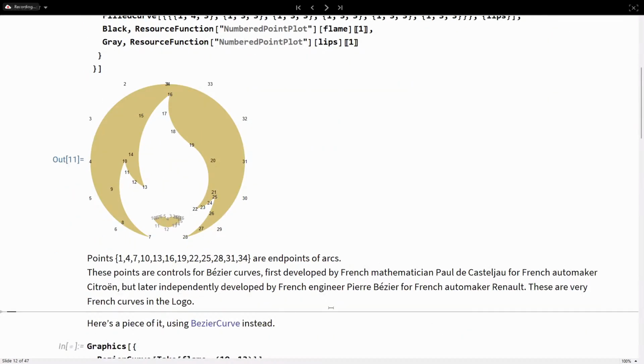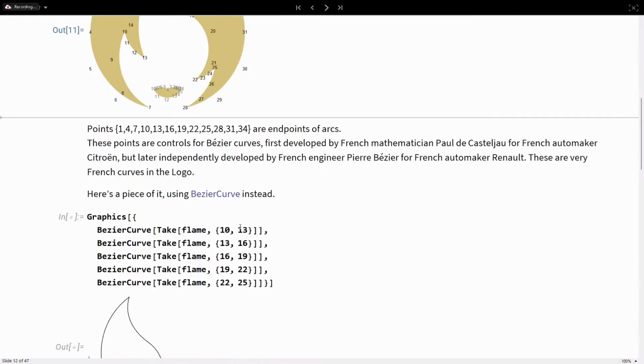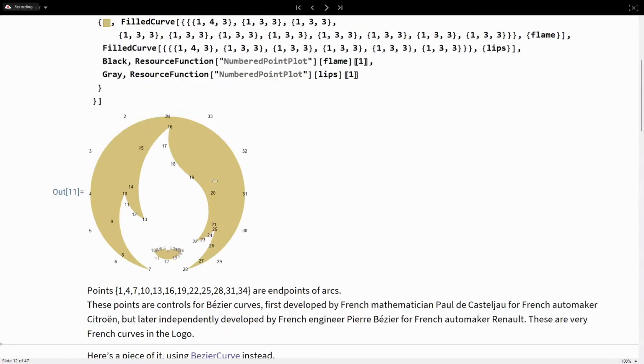Bezier curves, which is a joint collaboration between the French mathematician Paul, oh, I don't know how to say his name, Paul and Pierre, who worked for the French automakers Citroën and Renault. So these curves were developed in France. So this is a very French object here, using French mathematics and designed by French designers for the Paris Games. So these are Bezier curves.